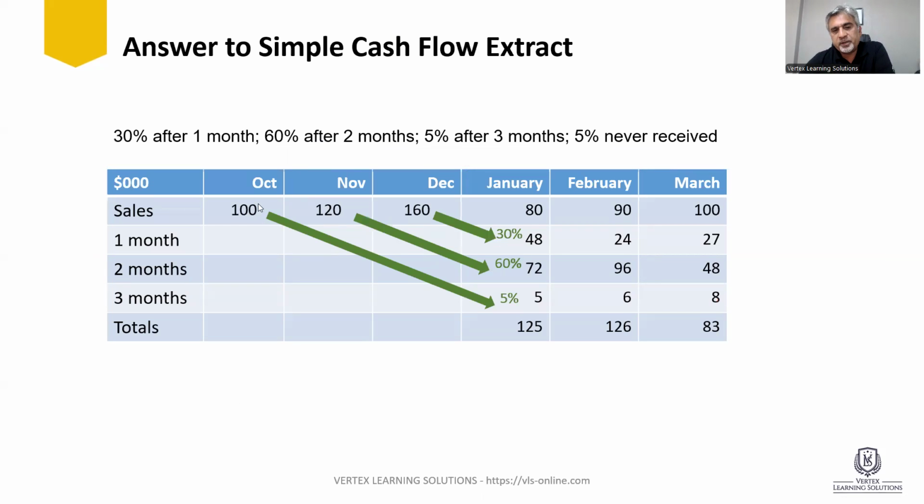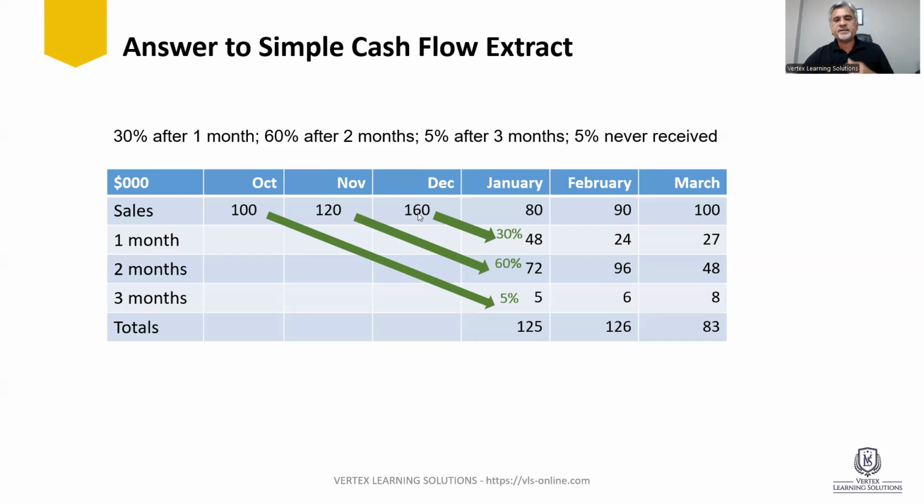From October, it is 30% after 1 month, 60% after 2 months, and 5% after 3 months. So 3 months is January. From October, you receive only 5%. November, you receive 30% in December and 60% in January. So $120 into 60%, 72. December, you receive 30% in January, then you receive 60% in February and 5% in March.